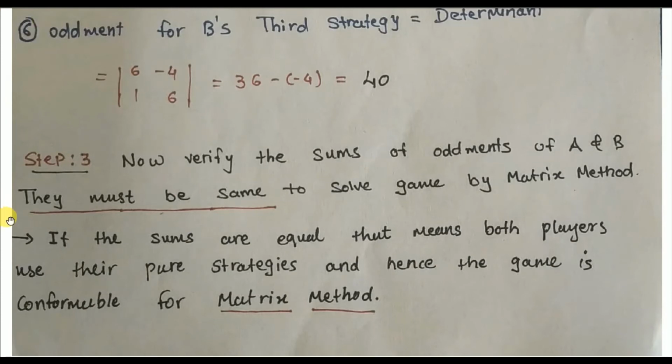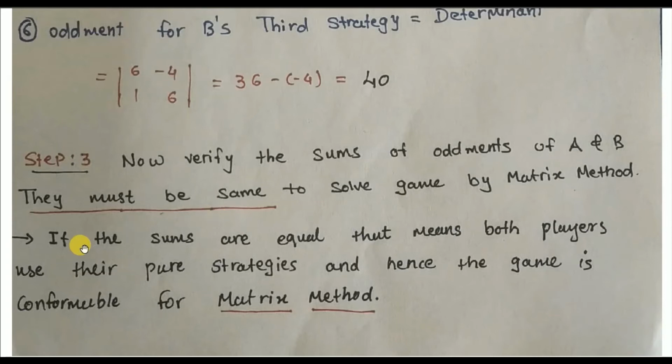In step 3, we have to verify the sums of the oddments of player A and player B. Here I underline the statement: they must be the same. That means the sum of player A's oddments and player B's oddments must be the same. Only then can you move further. Otherwise, you fail to solve the game by the method of oddment or matrix method.